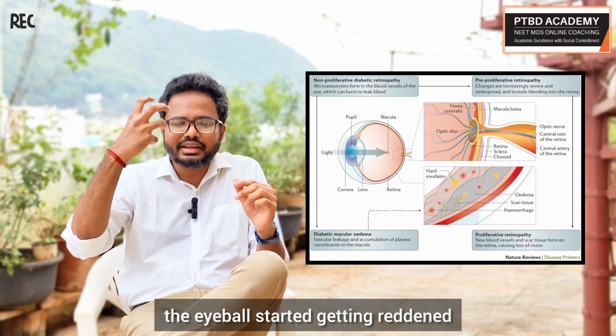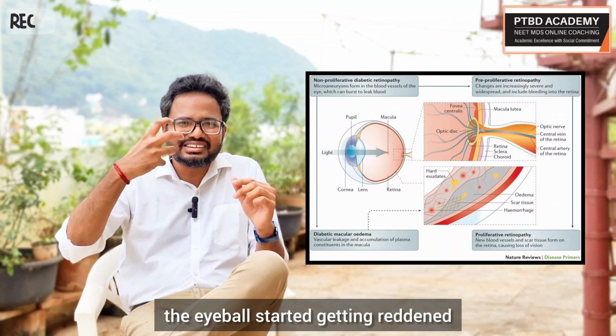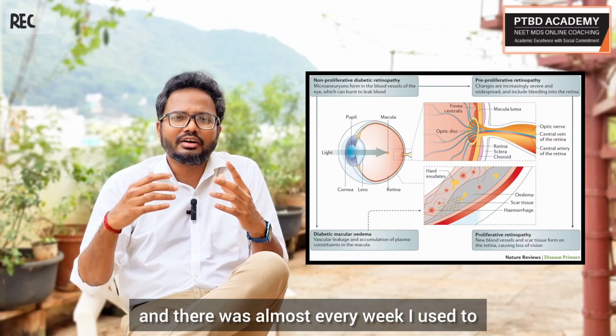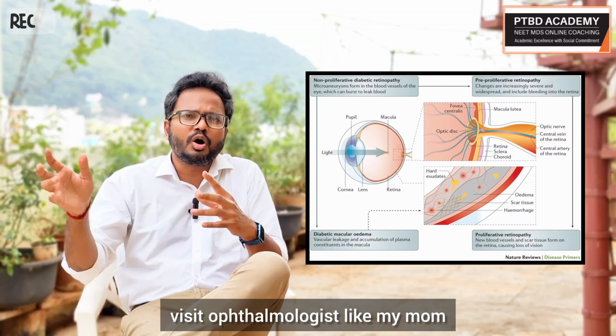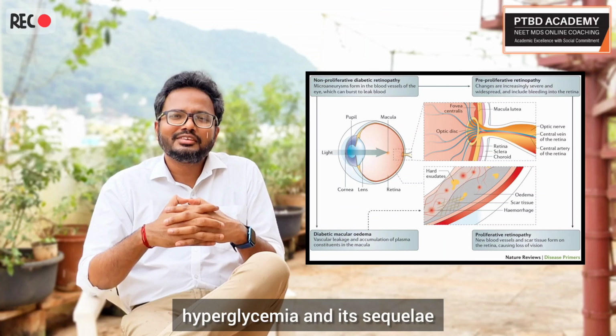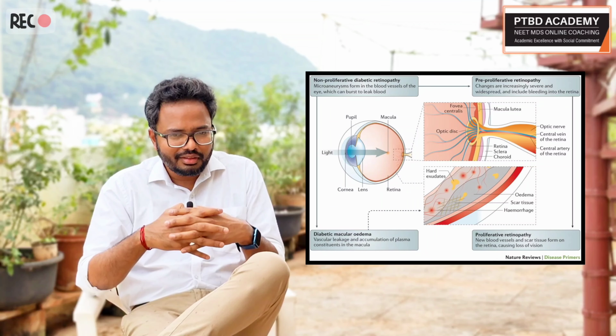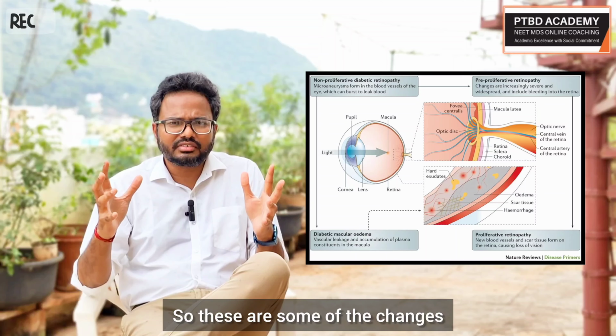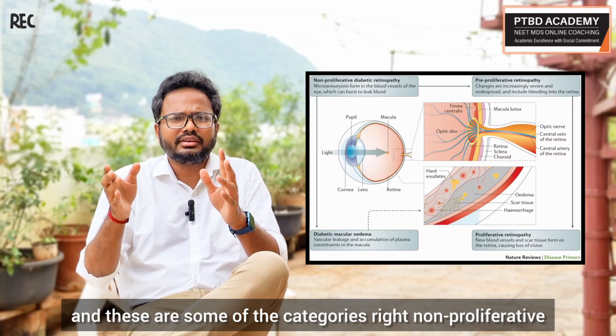The eyeball started getting reddened and there was bleeding. That was a very panicky experience that I had during pandemic time. Almost every week I used to visit the ophthalmologist, taking my mom, and she suffered a lot in the process, all because of hyperglycemia and its sequelae.